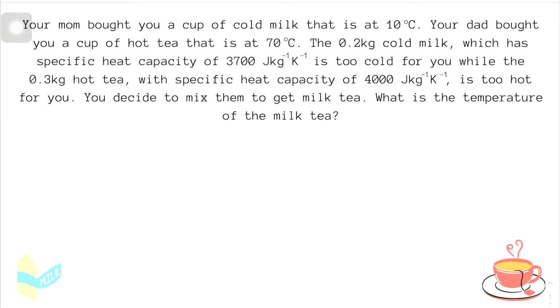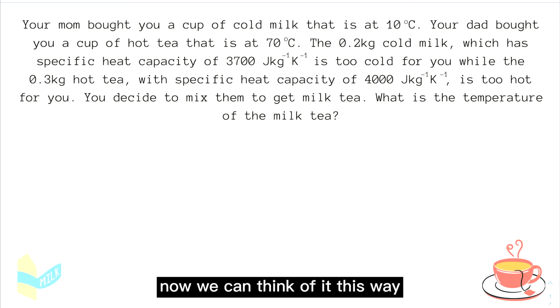Your mom bought you a cup of cold milk that is at 10 degrees Celsius. Your dad bought you a cup of hot tea that is at 70 degrees Celsius. The 0.2 kg cold milk, which has specific heat capacity of 3,700 joules per kilogram per Kelvin, is too cold for you, while the 0.3 kg hot tea with specific heat capacity of 4,000 joules per kg per Kelvin is too hot for you. You decide to mix them to get milk tea. What is the temperature of the milk tea?